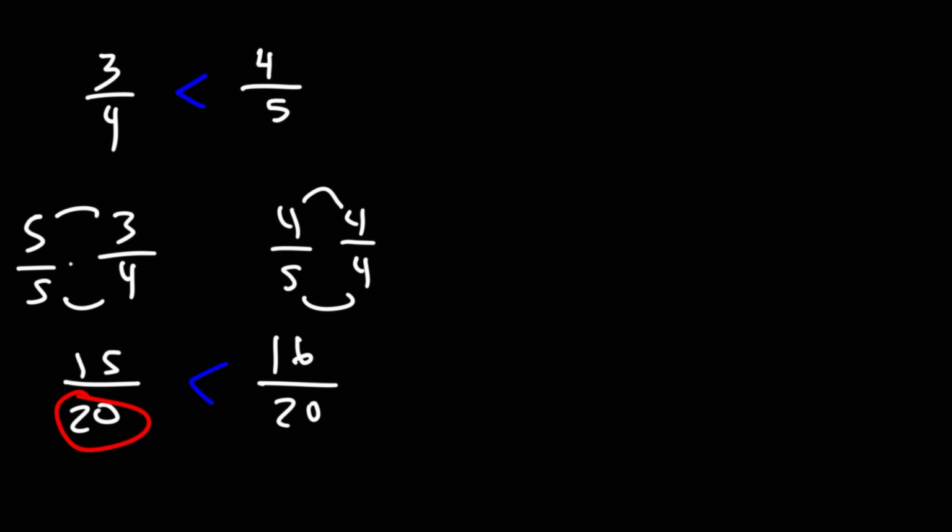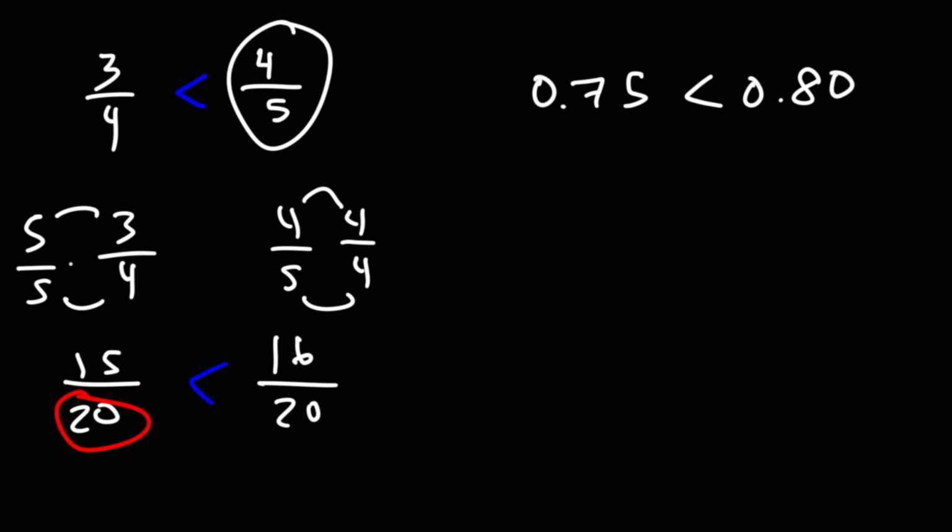3 over 4 as a decimal, if you divide 3 by 4, you get 0.75. 4 divided by 5 as a decimal is 0.8 or 0.80. 0.8 is greater than 0.75, so 4 over 5 is larger than 3 over 4. So that's a quick and simple way of how you can determine which fraction is greater.